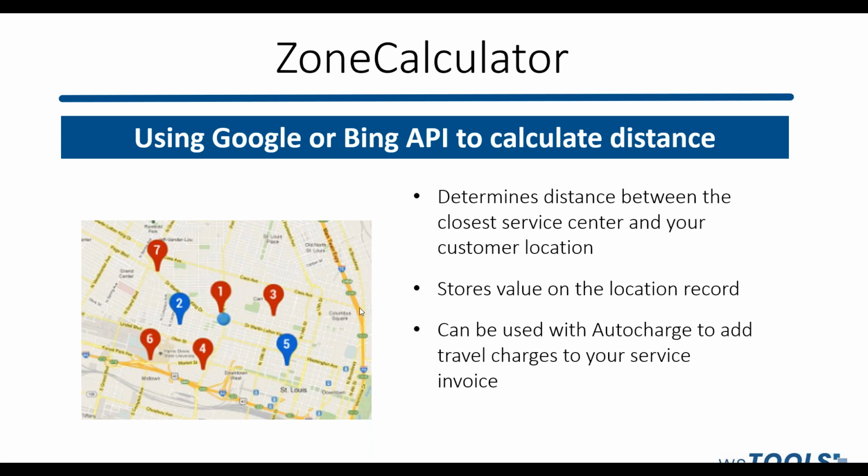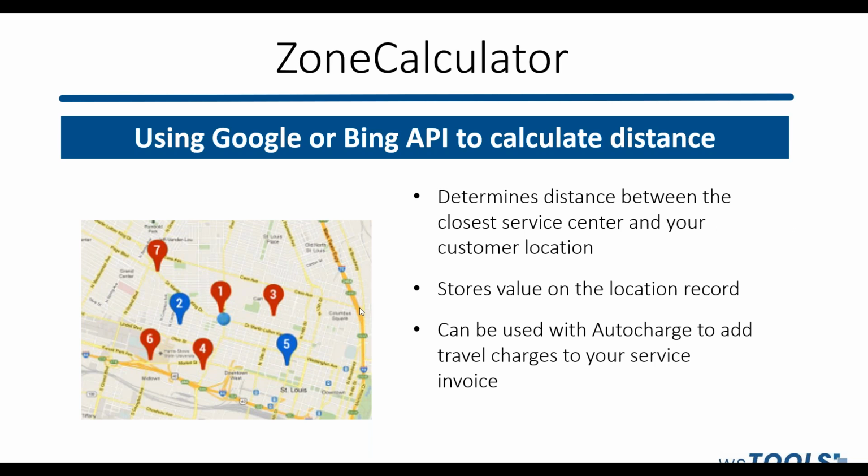So you don't have to tell it, this group of customers, compare it to this service center. It'll actually run it against all your service centers and figure out which one's the closest and assign the zone that you say, from your user-defined setup, that zone 1 is going to be, let's say, up to 50 miles, zone 2 is up to 100 miles. So it'll calculate that round trip for you and come back and assign a zone onto the customer location record.